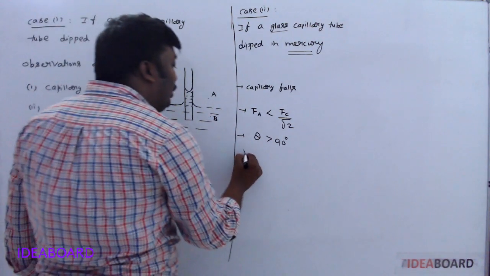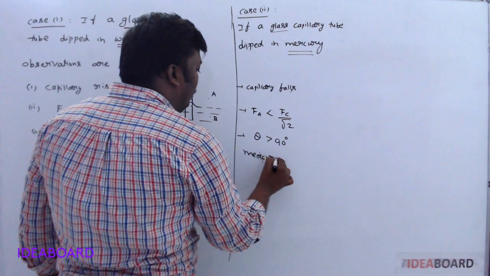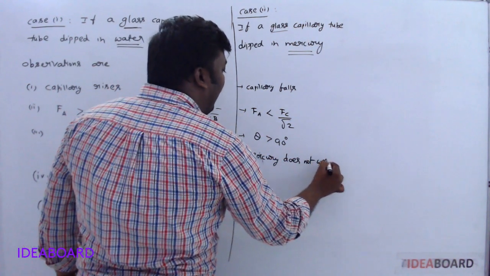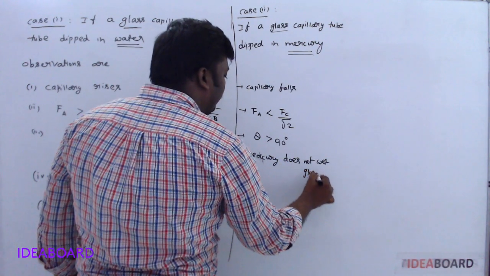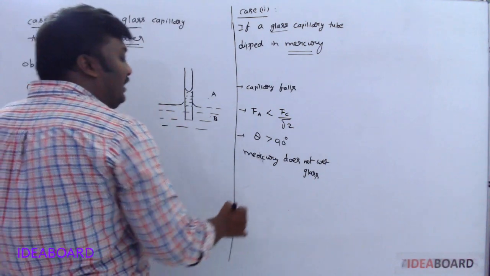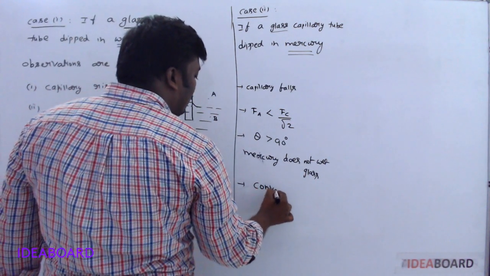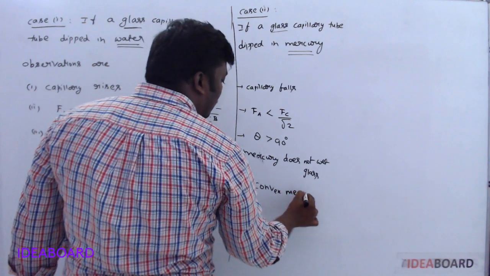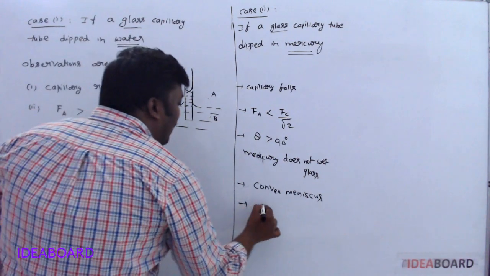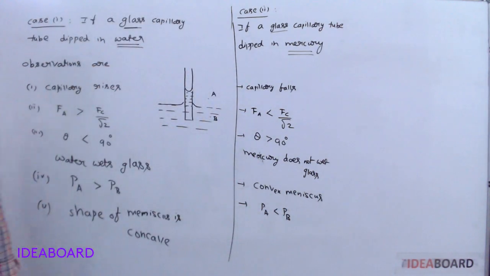Now here mercury does not wet glass. Okay. Next, whenever theta is greater than 90, the shape of the meniscus is convex. And the pressure at A is less than the pressure at B.